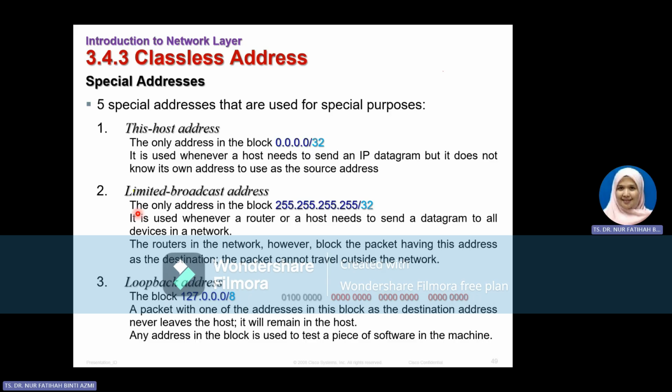And we have the loopback address, with the block of 127.0.0.0/8. So any IP address that starts with 127 is a loopback address. For example, if you send a packet to a loopback address, it never leaves your own computer. It's used for testing the network software on a machine without needing a physical network connection.